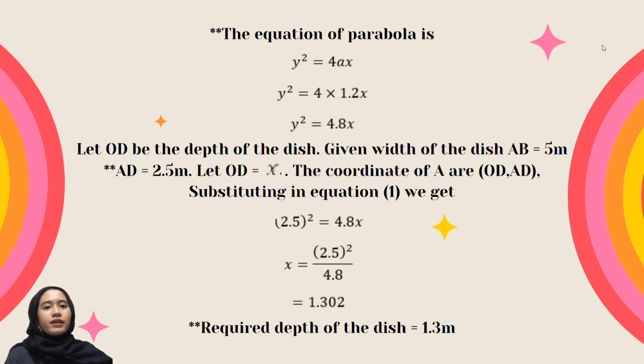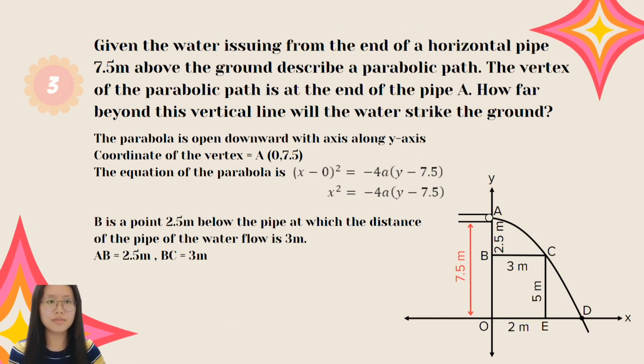Let OD be the depth of the dish. Given the width of the dish AB equals 5 meter, AD equals 2.5 meter. Let OD equal x. The coordinates of A are (OD, AD). Substitute into the first equation. We get 2.5 squared equals 4.8x. x is 1.302. The required depth of the dish is 1.3 meter.